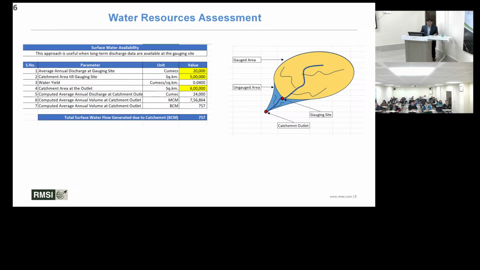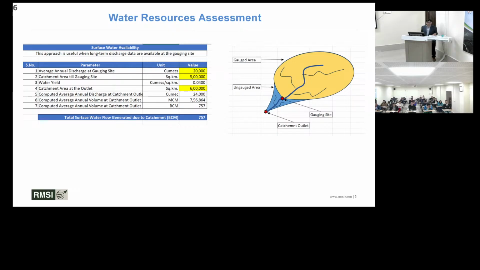This method will work when you have long-term data available. At least one gauging site with discharge data you should have in your basin. Then you can calculate this, irrespective of the size of your gauged and ungauged catchment area. This method is valid only when you have long-term, at least 30 years, time series discharge data available with you.